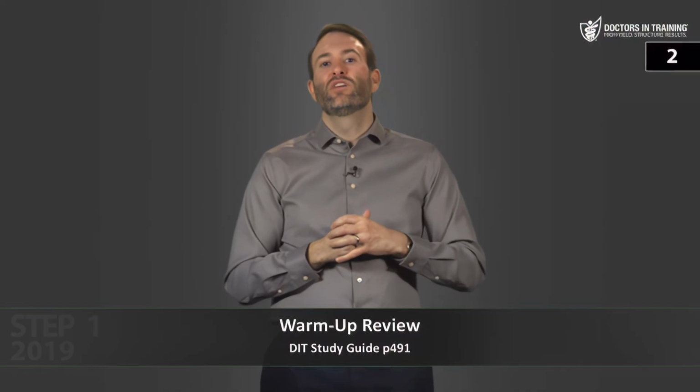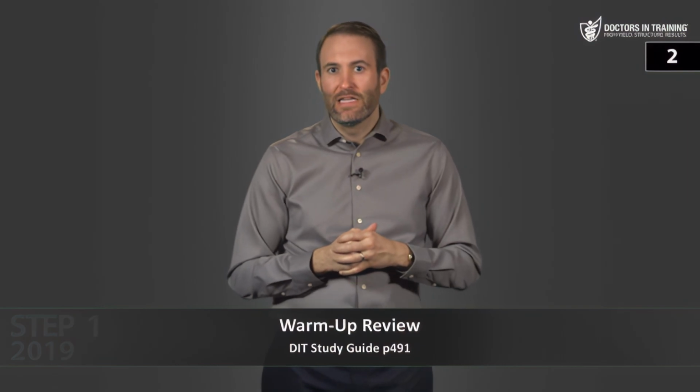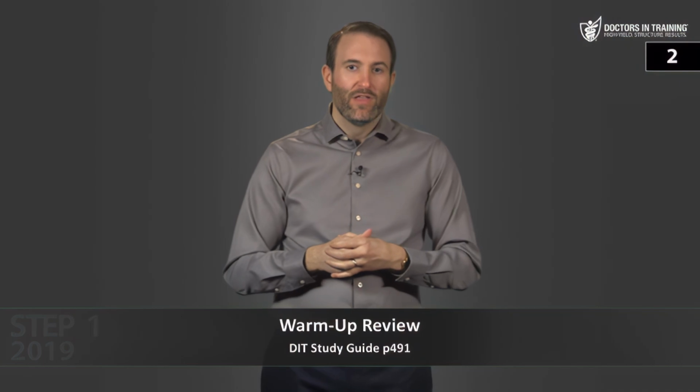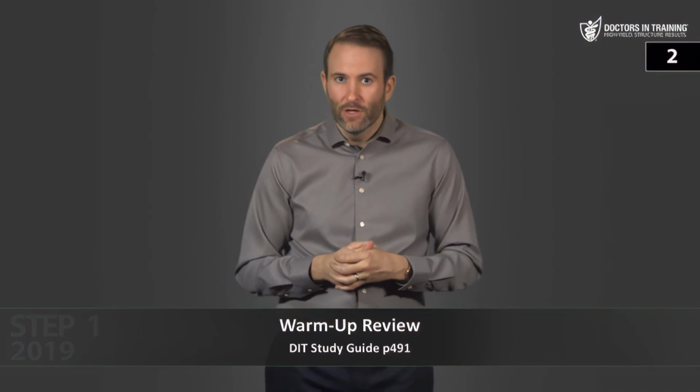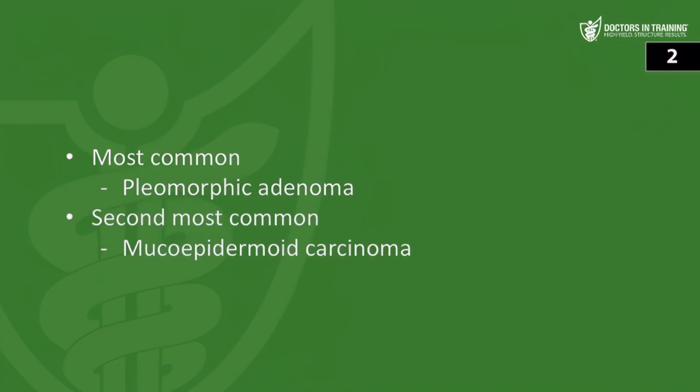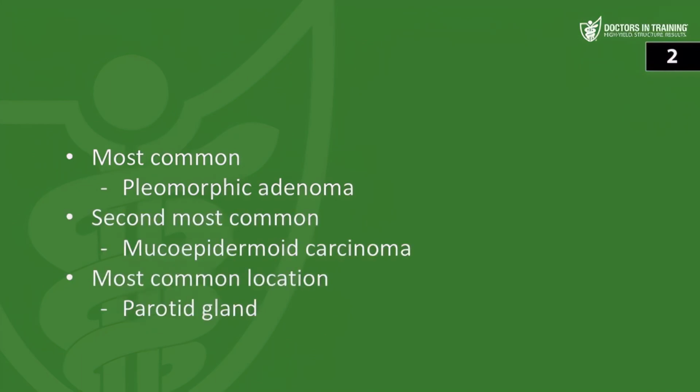Next, what is the most common benign salivary gland neoplasm? What is the most common malignant salivary gland neoplasm? And then what is the most common location for a salivary gland neoplasm? So what's the most common benign one? That's going to be your pleomorphic adenoma. And then when we're talking about malignant, you got to think about the mucoepidermoid carcinoma. And then the most common location, that's going to be the parotid gland.